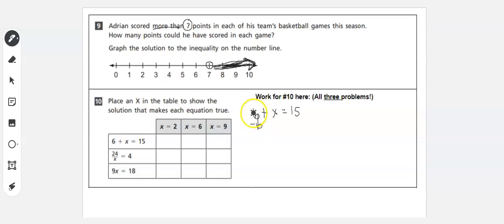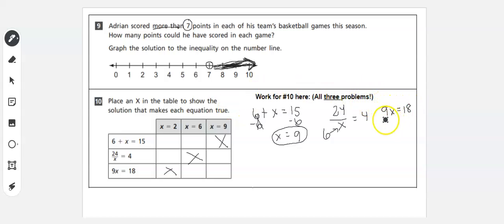We're going to subtract 6 on both sides. When we do that, 15 minus 6 is 9. So we're going to put our x right here. Okay, the next one we have 24 over x equals 4. Because we're not used to having the x on the bottom, I know that 24 divided by 6 is 4. So that's this one. And so hopefully the last one will get us this, but I'm still going to make you do your work.